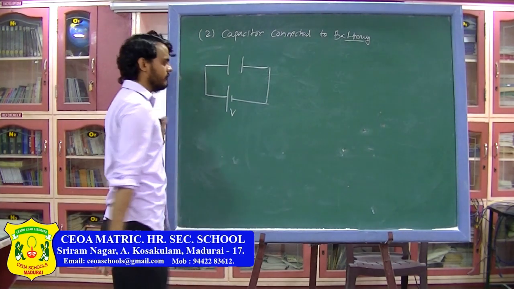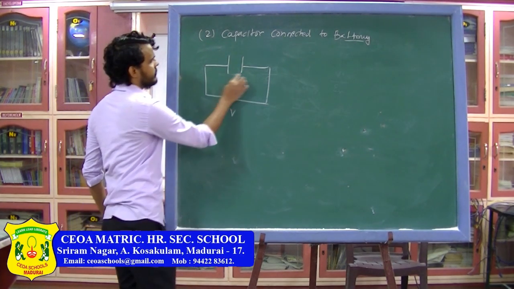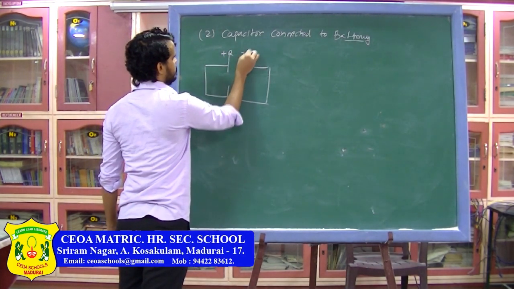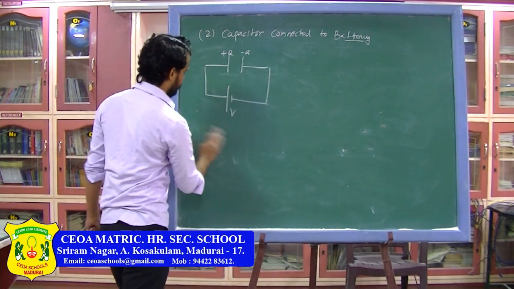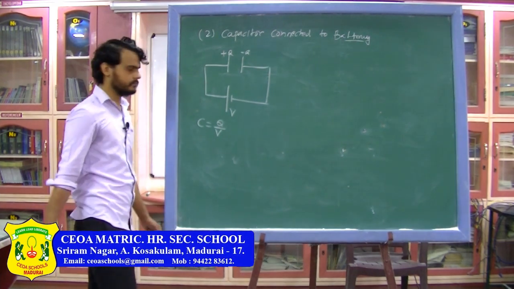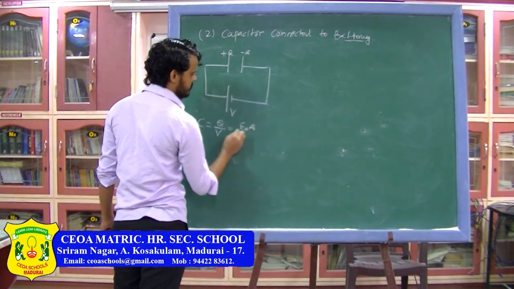The potential or voltage across the battery is V. So the potential across this capacitor will also be V. Initial charge here is plus Q, here charge will be minus Q. Here capacitance C can be written as Q divided by V, or initial capacitance which will be equal to epsilon naught A divided by D.